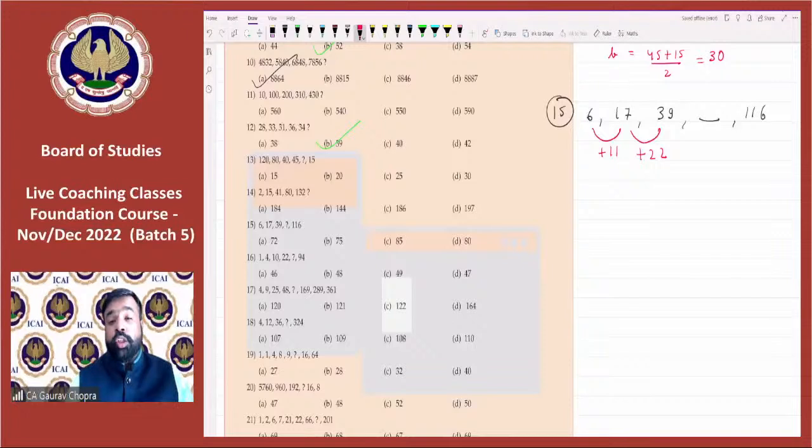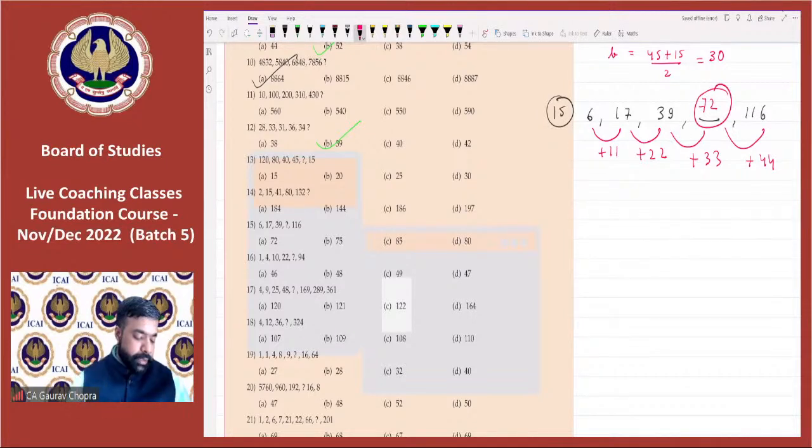Now what should be the next increment? Either it can be plus 33 or plus 44, because 11 and 22, it can be double of 11 or it is plus 11. So if we try to assume 33, let's see what happens. 39 plus 33 is 72, and from 72 to 116, it is how much? 28 plus 16, that is plus 44. Yes, that means our logic is correct.